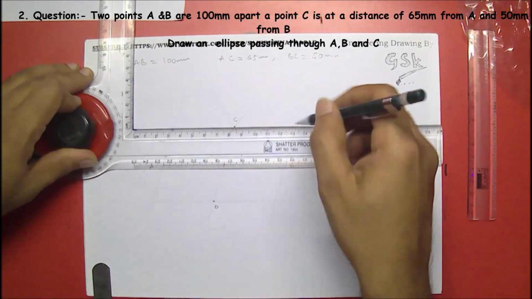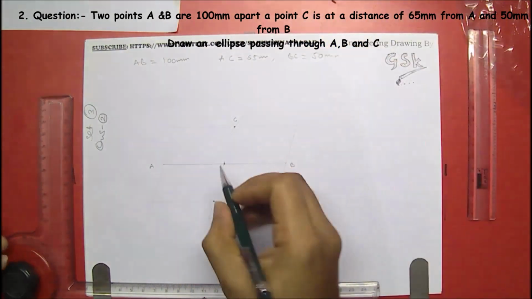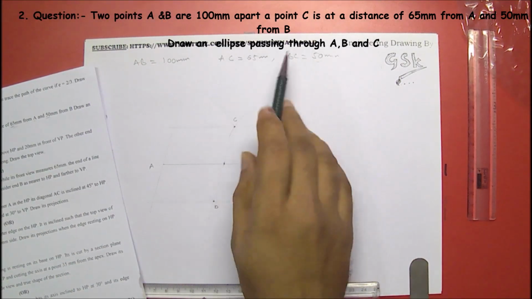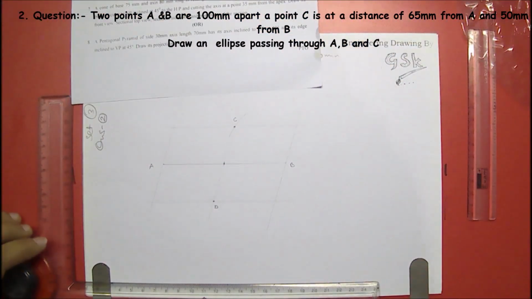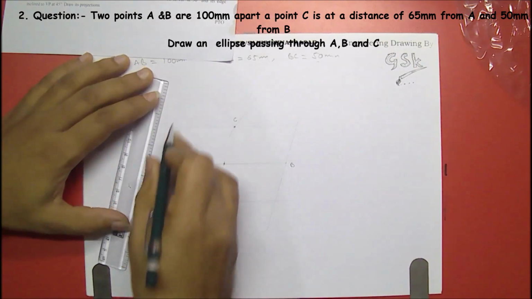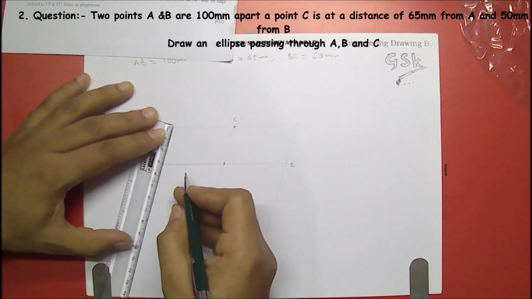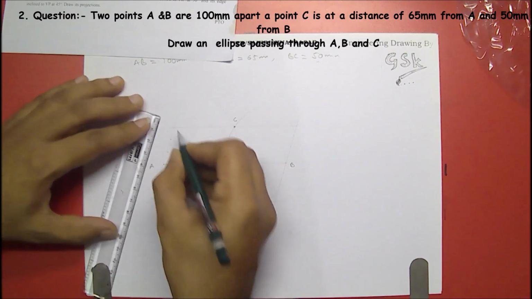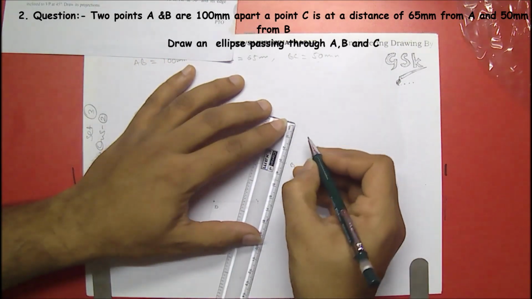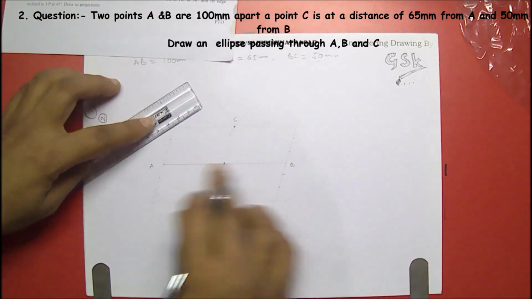Here in some questions the angle may be given, or else the distances may be given, like the distance from A is 65 and from B is 50, in this manner, but you have to follow the same method. Now you have to divide this line into an equal number of parts. This is 30. I'll be dividing this into 3 parts: 1, 2, 3. Here also 3 parts, and here also 3 parts.